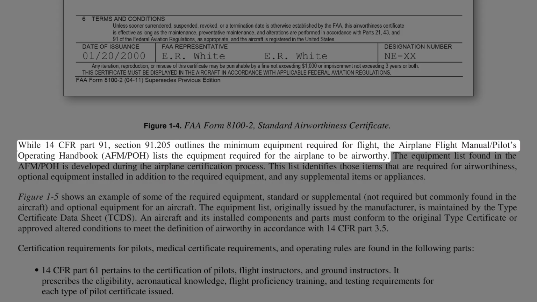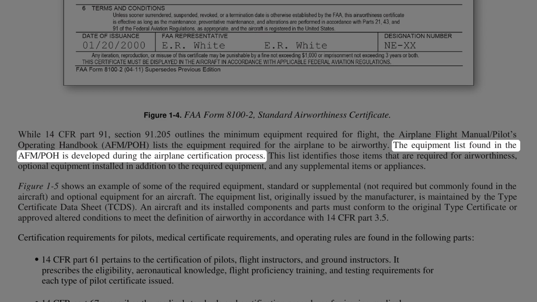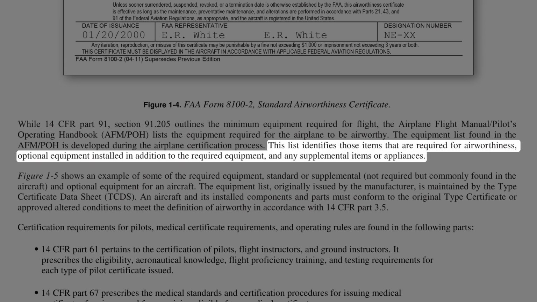While 14 CFR Part 91, Section 91.205 outlines the minimum equipment required for flight, the Airplane Flight Manual's Pilot's Operating Handbook, AFM, lists the equipment required for the airplane to be airworthy. The equipment list found in the AFM/POH is developed during the airplane certification process. This list identifies those items that are required for airworthiness, optional equipment installed in addition to the required equipment, and any supplemental items or appliances.